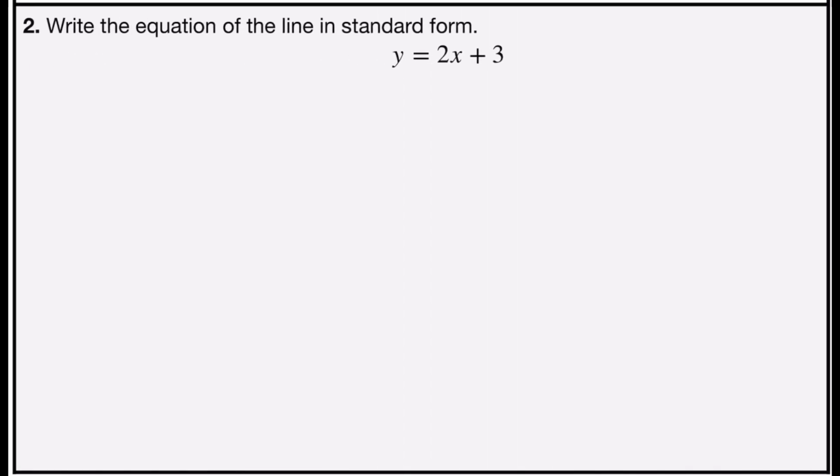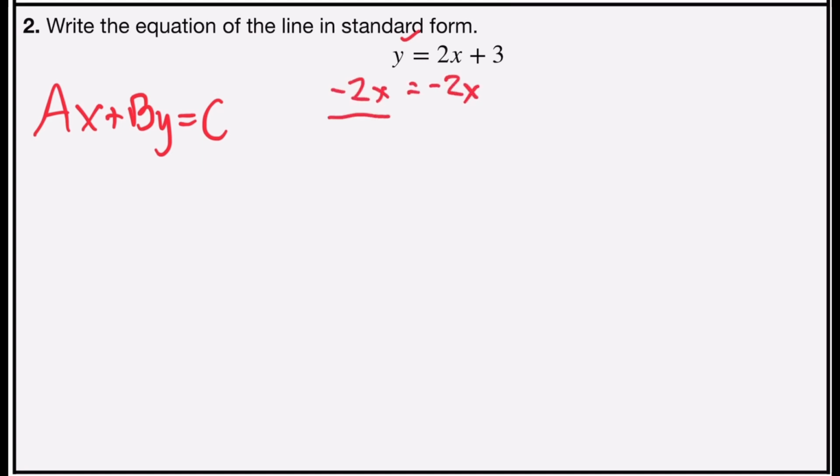Problem number 2 says write the equation of the line in standard form, and the equation says y equals 2x plus 3, and this is in slope-intercept form. And I want to write the equation in standard form, ax plus by equals c, where a, b, and c are integers, and a is positive. So I notice that the y term is on the left side, and that's on the correct side, but the x term is not. So the first thing I'm going to do is subtract 2x from both sides.